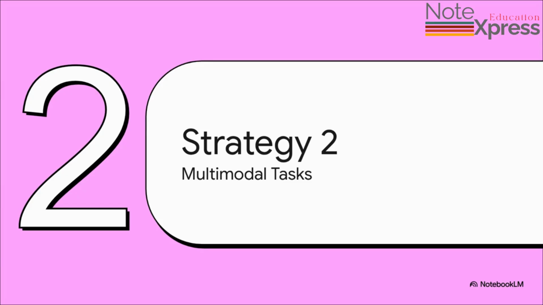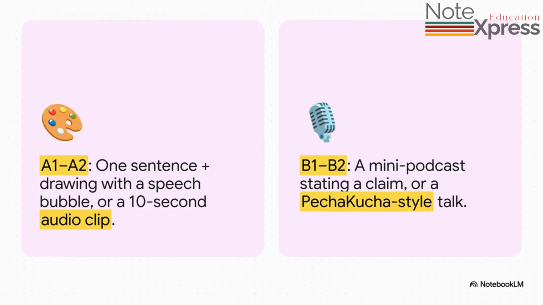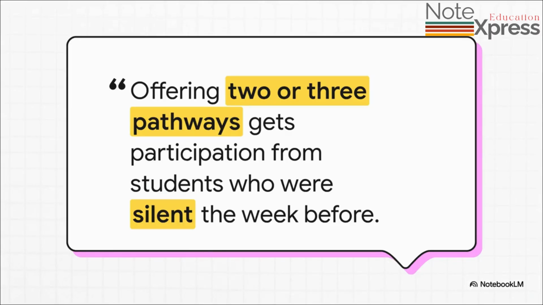This is huge for motivation, you guys, especially for students who might have attention challenges or just aren't big fans of traditional reading and writing. So the learning goal stays the same, but the way they show it can change. A beginner can totally succeed by drawing a picture with a single sentence in a speech bubble. Meanwhile, an intermediate student could create a mini podcast or even do a quick Pechakucha-style talk, 10 slides, 20 seconds each. Both students are showing their understanding, just at different levels of complexity. And let me tell you, the power of choice is no joke.